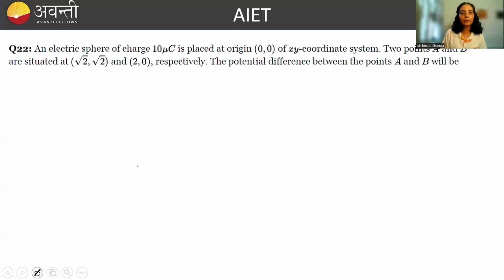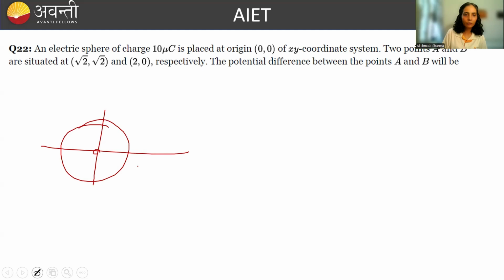Now, an electric sphere of charge 10 microcoulomb is placed at the origin. So it is placed at the origin. How much charge does it have? 10 microcoulomb. Now, what we are doing, we are taking 2 points, A and B. The coordinate of A is given as (root 2, root 2), and the coordinate of point B is given as (2, 0).